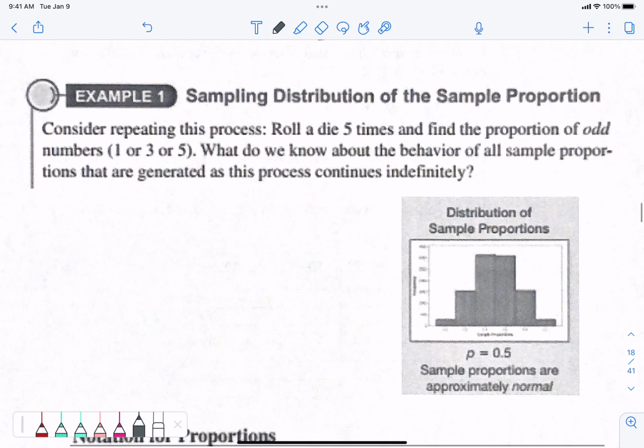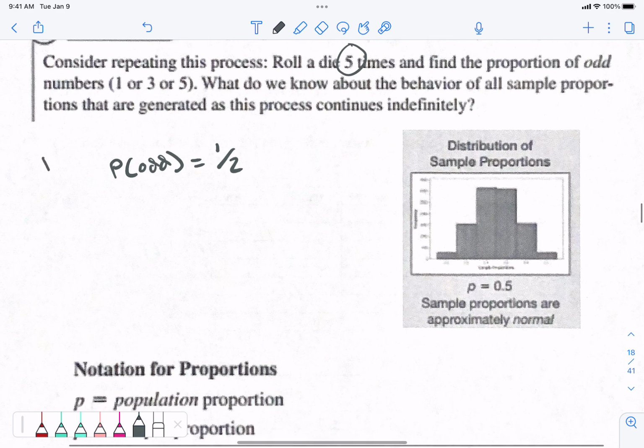Example 1, here we go. Consider repeating this process. If we roll a die 5 times, find the proportion of odd numbers. If I roll a die 5 times, about half of the time it should show up odd. The proportion of odd equals 1/2. Now, if I'm rolling it 5 times, are you going to get half of those to be odd? No, because half of 5 doesn't happen. It's 2.5 rolls. This is the theoretical probability. In theory, half the time it should be odd, but if I'm rolling it 5 times, that's not actually going to happen.